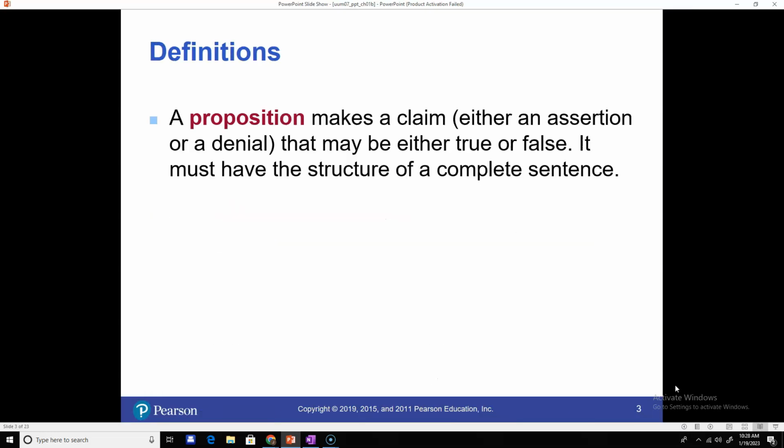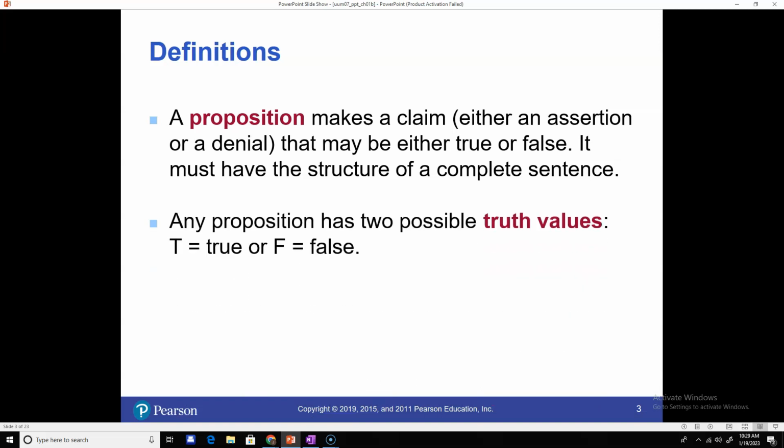Yeah. Okay, so a proposition is something that makes a claim, and you can decide whether or not it's true or false, and it has to have the structure of a sentence. Pretty straightforward. So a proposition has two possible values, true or false. If it's a statement where that thing can't be verified, then that's another way to check that it's not a proposition.